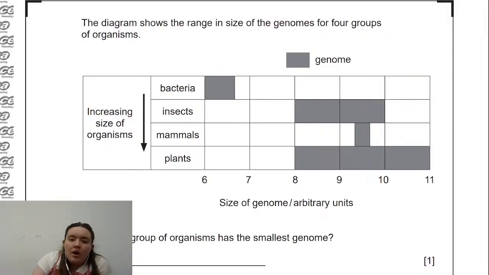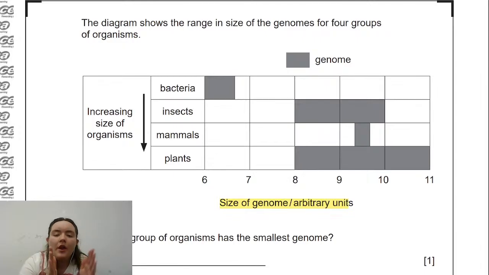So, which group of organisms has the smallest genome? And the answer for that is going to be bacteria. Bacteria is going to have our smallest genome because the size of the genome, if I get my highlighter here, is shown at the bottom. So which group has the smallest genome? It's going to be the one that is around the smallest number, which is bacteria. So bacteria has the smallest genome. Which group of organisms has the smallest range of sizes of the genome then?